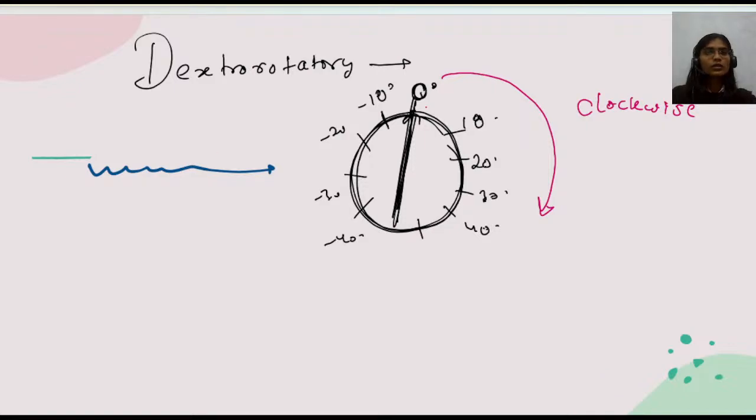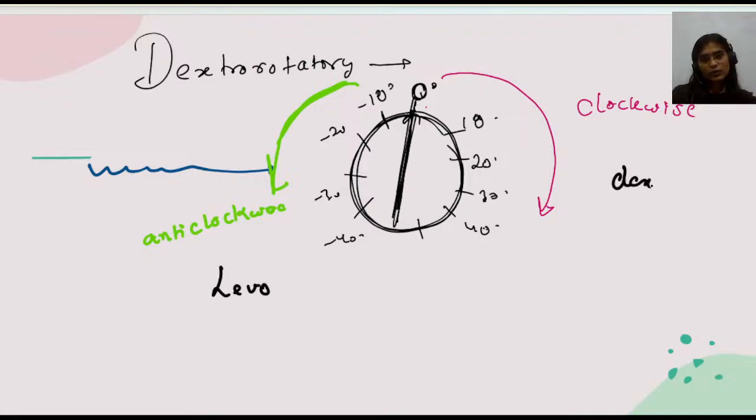Similarly, if we are observing this side, it's a negative direction, and that is anti-clockwise. So if anti-clockwise, it becomes levorotatory, and if clockwise, it becomes dextrorotatory. This is how we are able to decide.